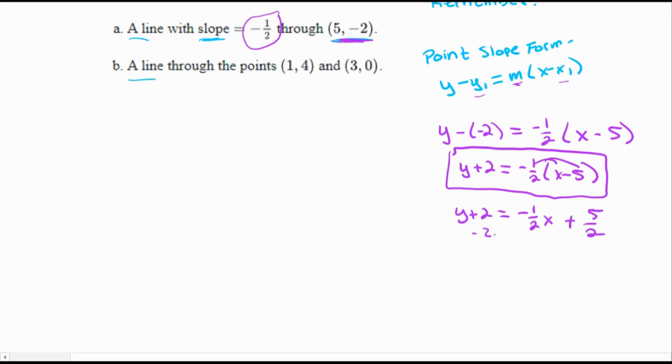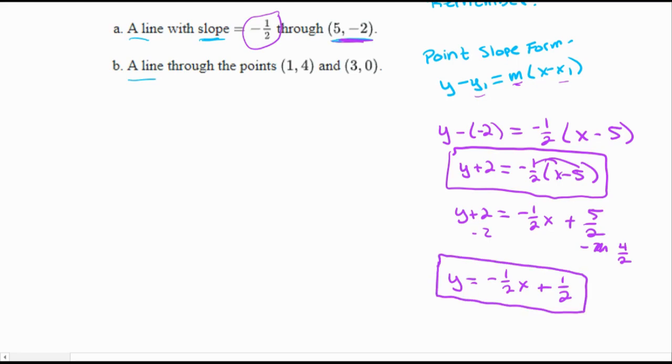And then I would subtract 2 from both sides, and 2 is the same thing as 4/2, so I can have a common denominator here to get y equals -1/2 x plus 1/2. And that is in standard form, or I guess slope-intercept form is probably what we want to call that, for a line with a slope of -1/2 through the point (5, -2). So again, lots of different ways to do this. I'm just going through one of them. And again, whether it's point slope form or slope intercept form, great.